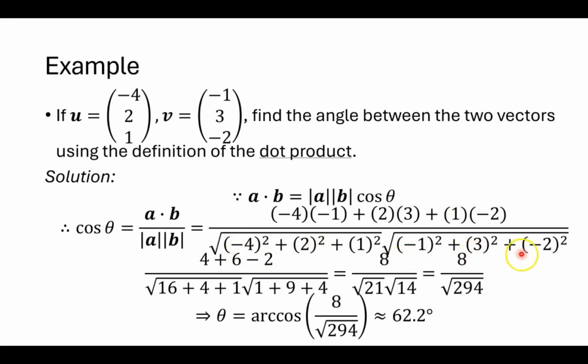1 plus 9 plus 4, and then after you work all this out, you get 8 over the square root of 294. But beware, this is the cosine of the angle, it's not the angle itself, so you don't write this as your answer. If you write this as your answer, it's surely going to cost you 1 mark. To find the angle itself, you need to take the inverse cosine of this. And then after you use your calculator to take the inverse cosine, you get about 62.2 degrees. This is the angle between the two vectors.